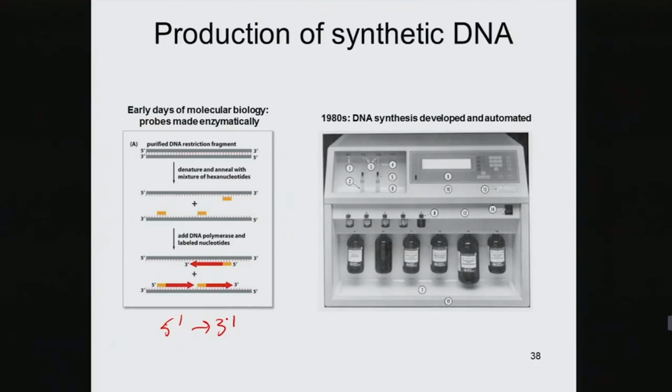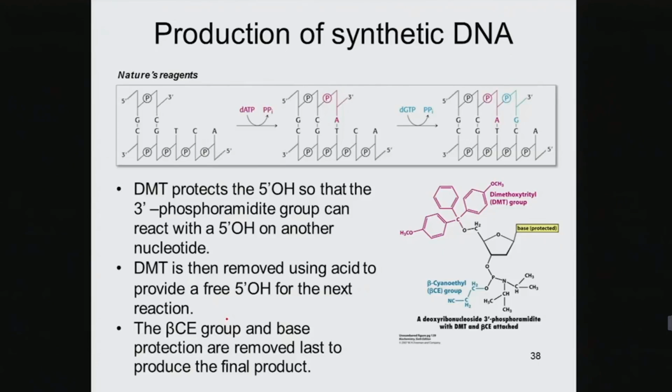In the 1980s, they developed a machine that could synthesize DNA, an automated system. You put in your nucleotide bottles here, your polymerase, your primers and your DNA, and you could walk away and synthesize some DNA. However, this procedure didn't use nature's methodology. So we're going to go through how they were actually able to synthesize it.